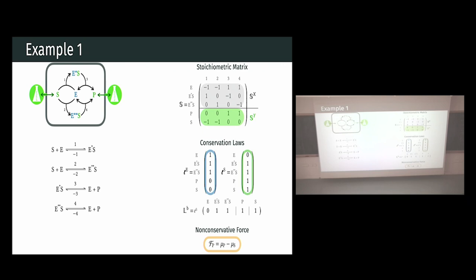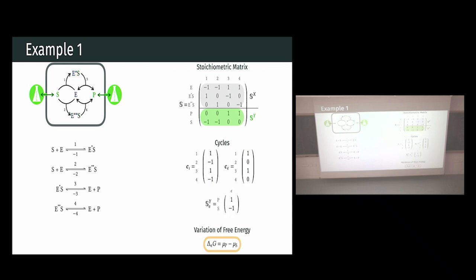So you can write down, now the matrix for the broken conservation laws is just one row. We can choose S or P as potential species, and the resulting non-conservative force is, again, the difference between the chemical potential that I'm applying to the product and the chemical potential that I'm applying to the substrate. If I do the same with cycles, I get two cycles.